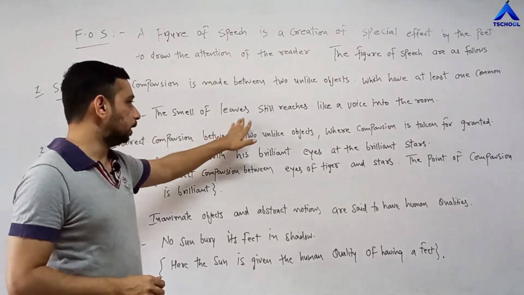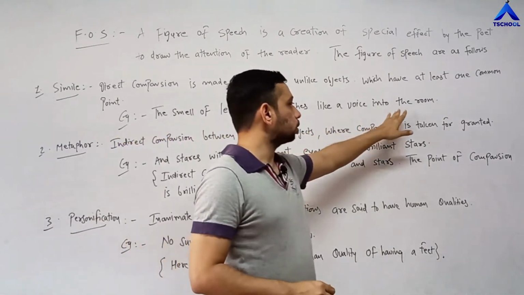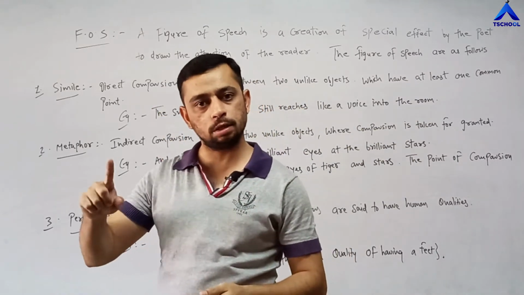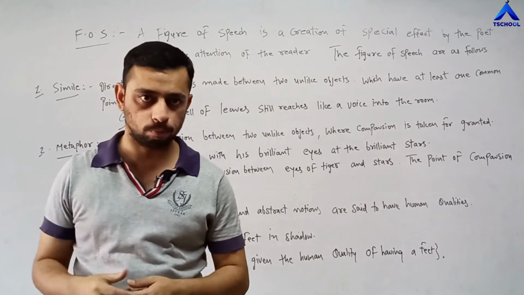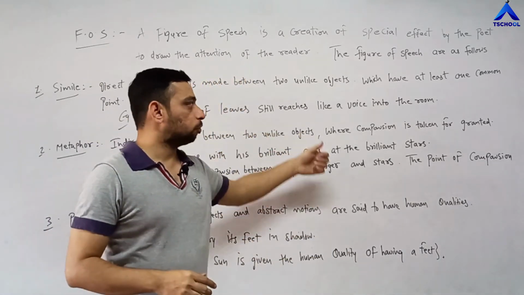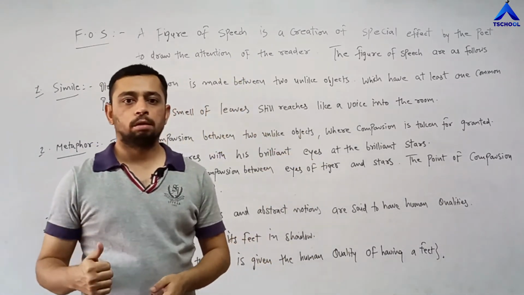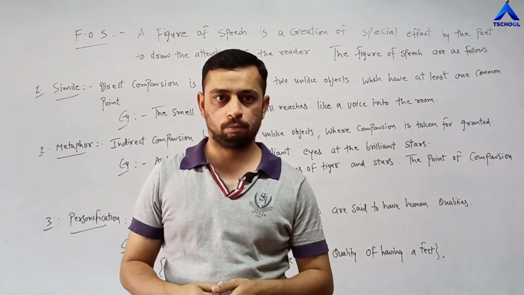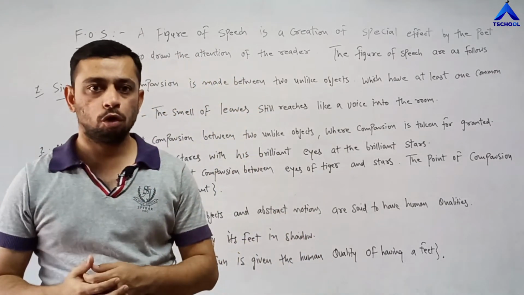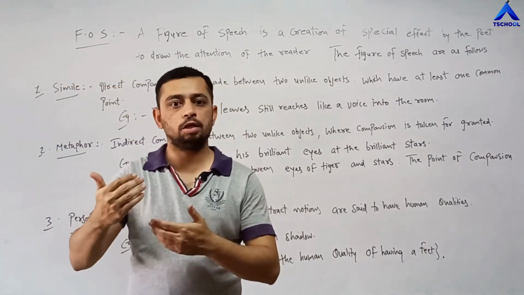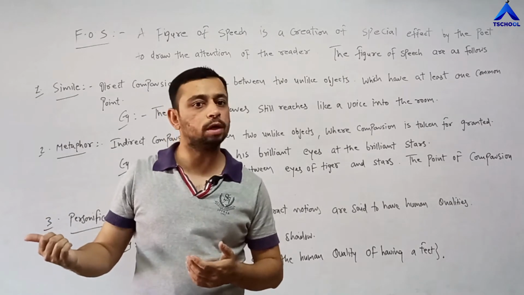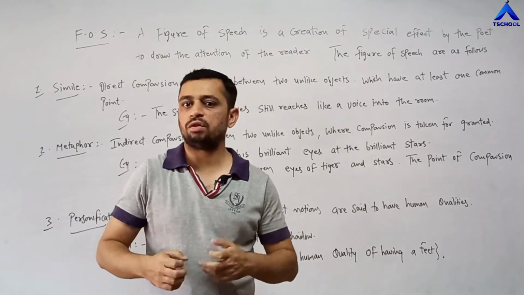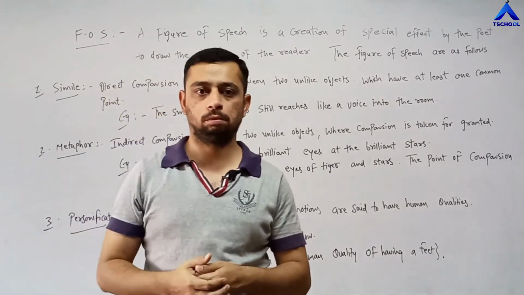Example. The smell of the leaves still reaches like a voice into the room. I have taken this line from one poem in which the poet describes a tree. When he used to open the window, the branches of the tree used to come inside his window. But suddenly the tree has vanished. The tree has been cut down.